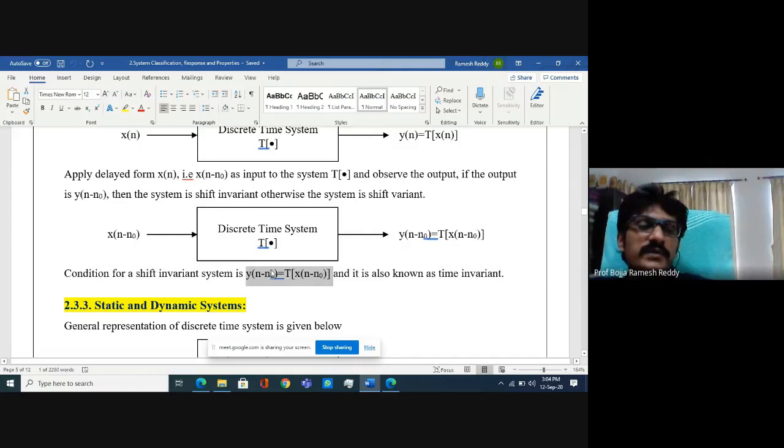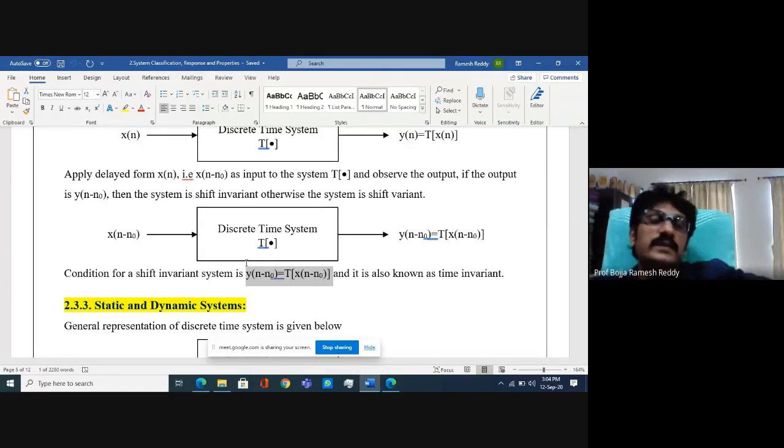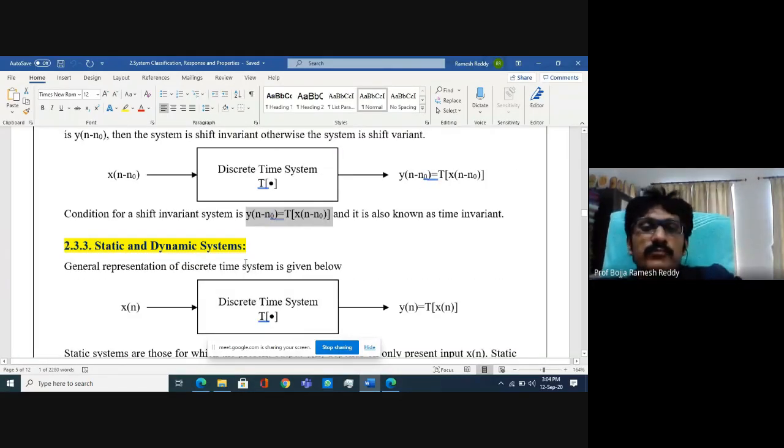In the case of continuous time domain systems, they are called time invariant systems. Time invariant and time variant are used for continuous time domain systems; shift invariant and shift variant are used for discrete time systems.